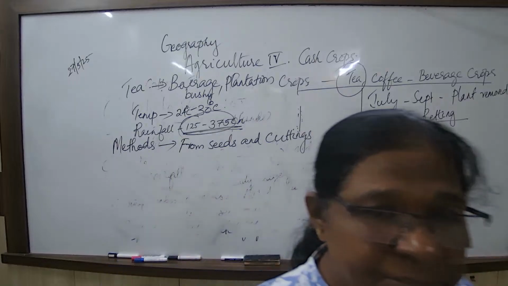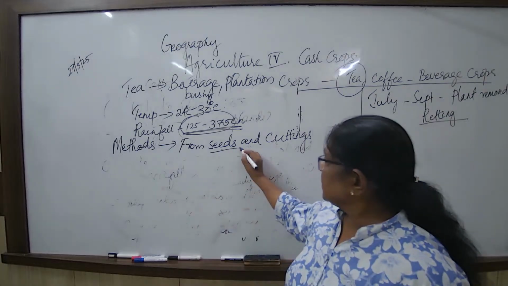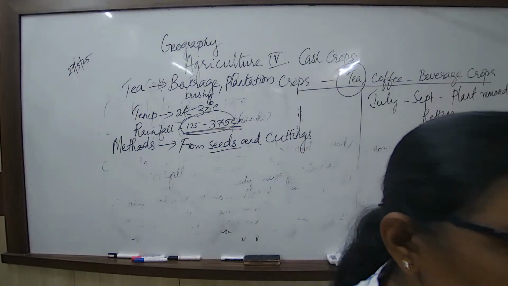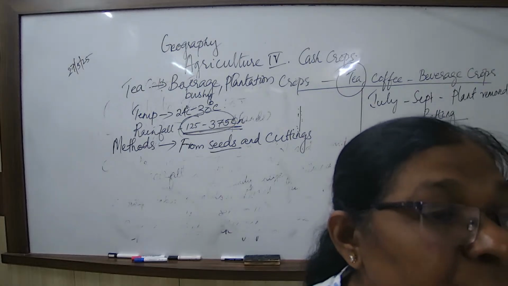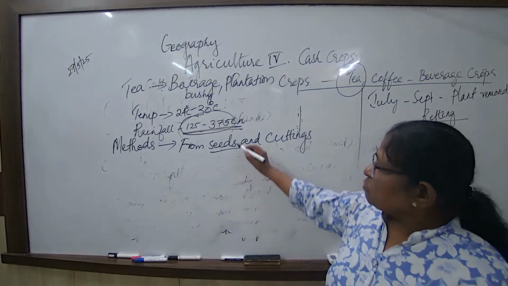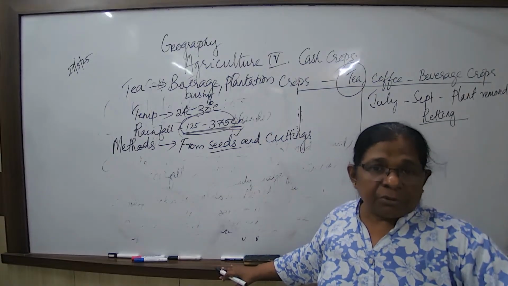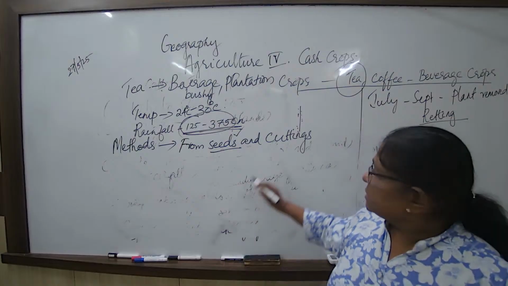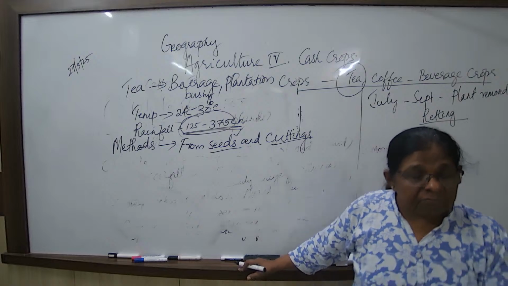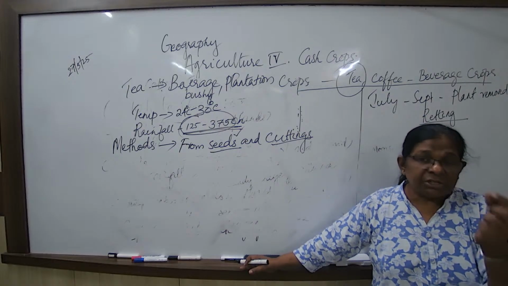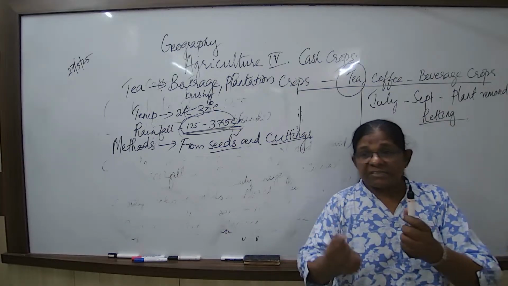There are two ways of tea plantation. One is from the seeds. In nurseries, these seeds are sown to make new plants. So that is the first method. Another is cuttings. From a good plant, the buddings are made.